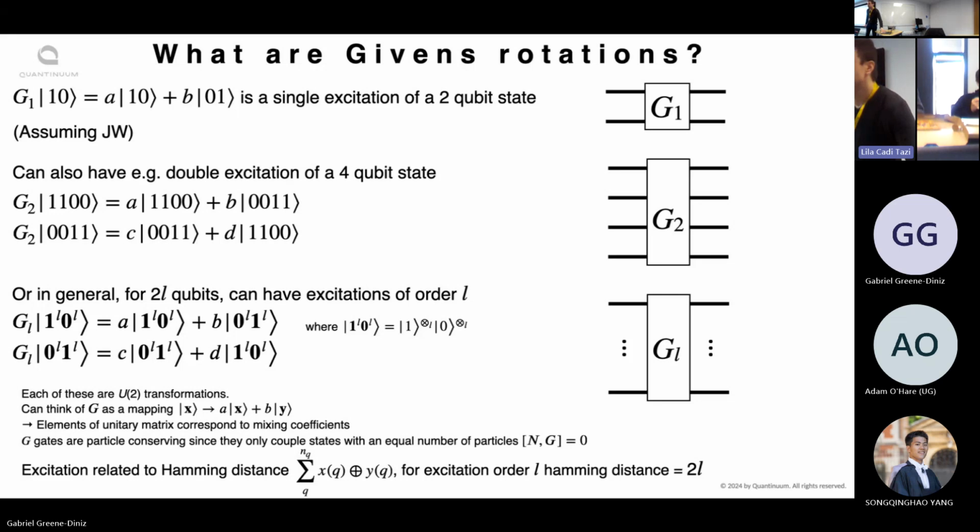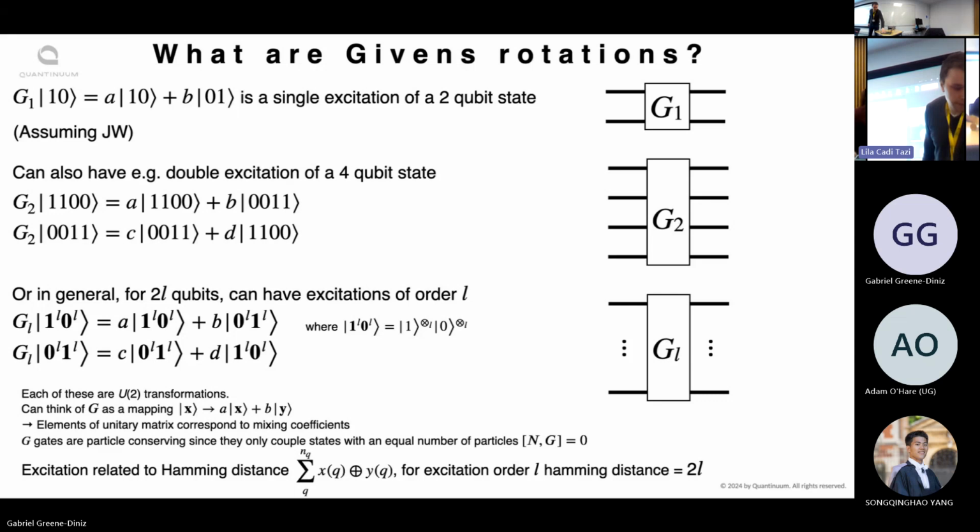And so the particle number conservation that you said also works for more than 2 qubits, right? Yeah, it does. Absolutely, it does. Those examples were really just simple, just so I can put them on a slide. But absolutely, it all applies to these general excitations.